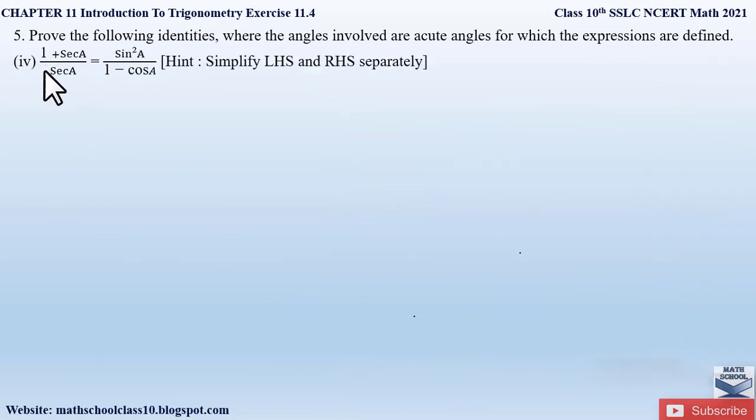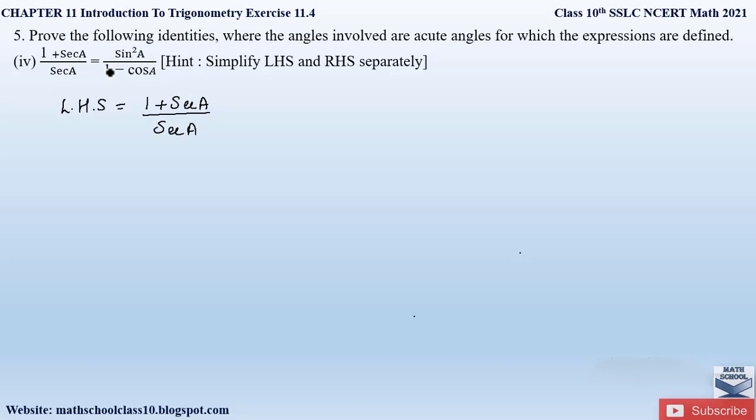So part 4 from question number 5 is 1 plus secant a by secant a is equal to sine square a divided by 1 minus cos a. So the hint given here is simplify left hand side and right hand side separately. So let us take the left hand side part here and simplify first. So here what is left hand side given as? Left hand side is equal to 1 plus secant a divided by secant a.